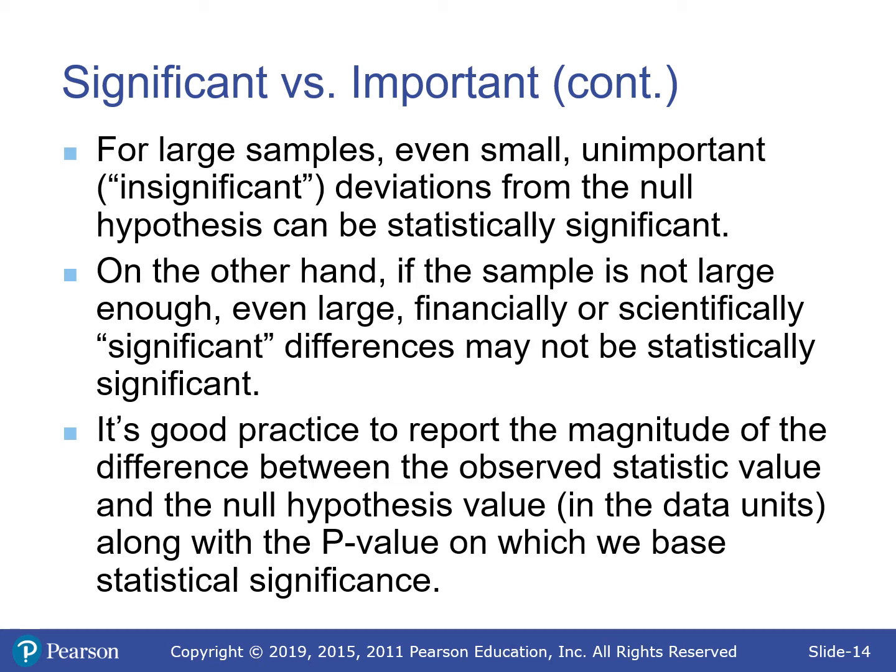So it's good practice to report the magnitude of the difference between the observed statistic value and the null hypothesis value, with units, in context, along with the p-values. So with a p-value of 0.002, there's strong evidence to reject the null hypothesis, saying that it was bigger than 0.2, and we got 0.35. Our sample gave us a sample proportion of 0.35.